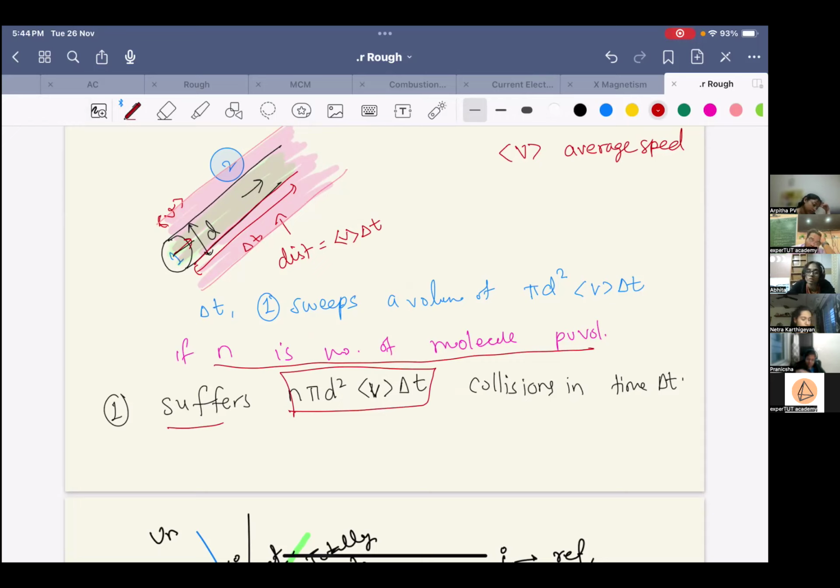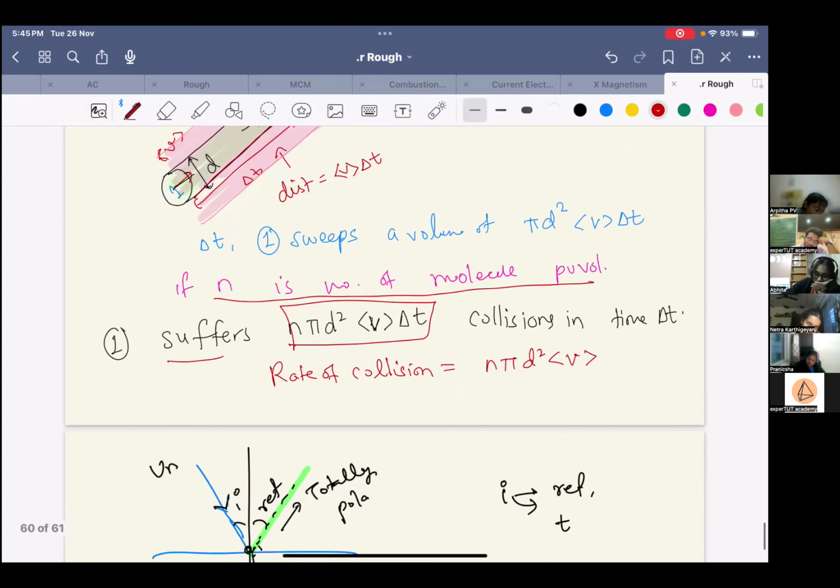So this is the rate of collision. What is the rate of collision? Rate of collision is collisions per unit time. You can divide it by delta t and you'll get this. This is the rate of collision, collisions per unit time. And what is relaxation time? Relaxation time is 1 by rate of collision.